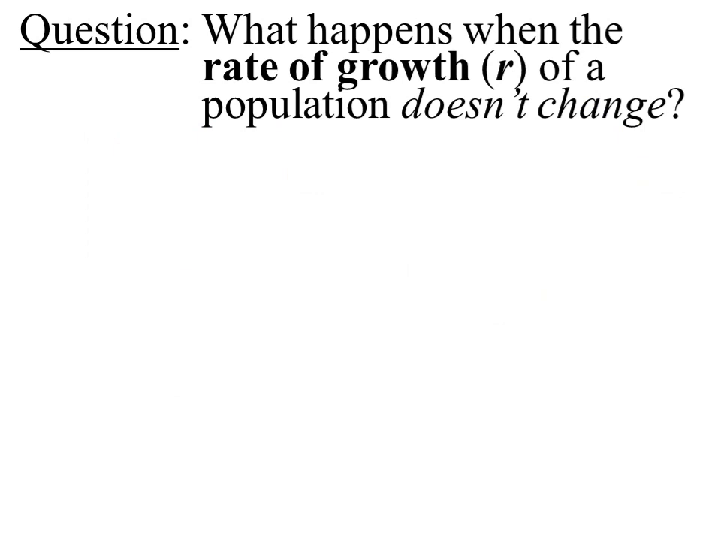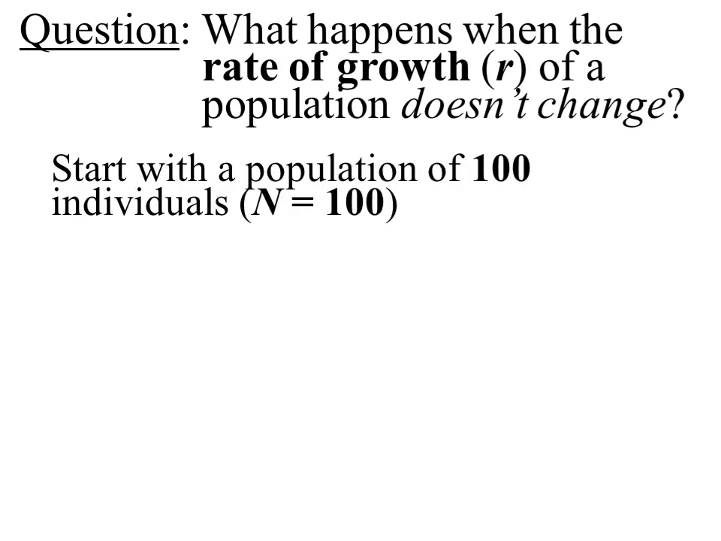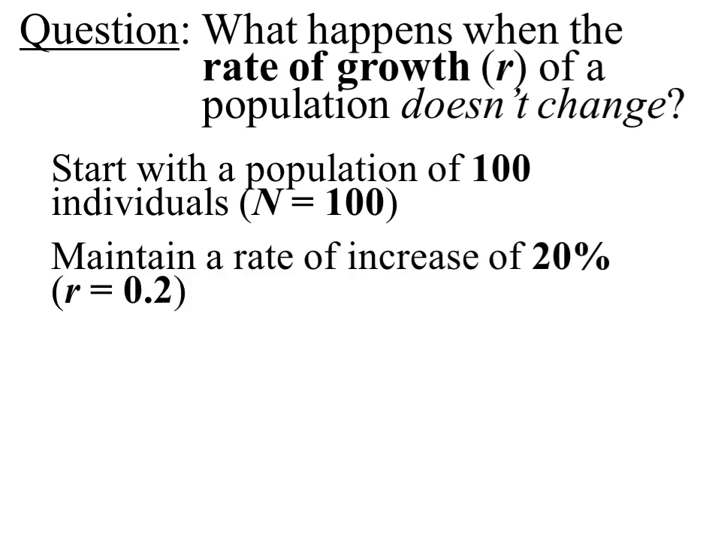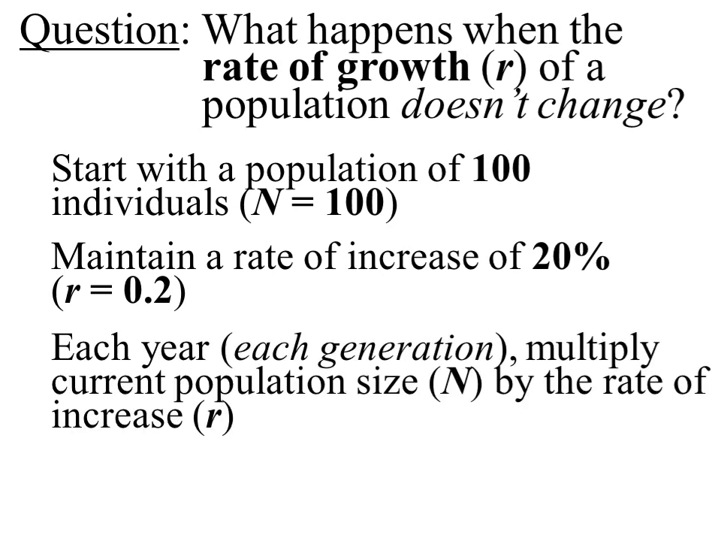So the question: what happens when the rate of growth of a population does not change? Think of it this way. You start with a population of 100, and it doesn't change in response to K, is what I mean. So let's start with 100 individuals. If you maintain a rate of increase of 20%, no matter what, remember, the K calculation usually means that the environment pushes back and reduces this rate over time. But what if you just maintain a rate of increase? Each year, each generation, you're going to multiply the current population size, which will be growing, by the rate of increase, which is not decreasing over time.